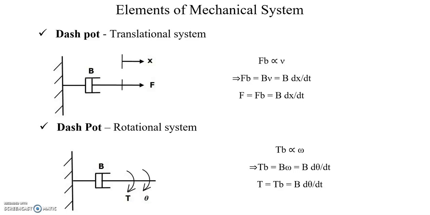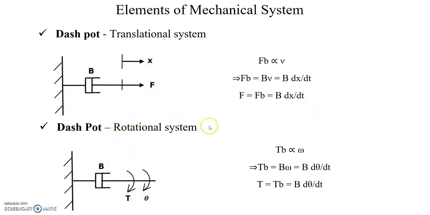Here Fb is directly proportional to the velocity of the body, where the proportionality constant is b. So Fb is equal to b into v, where v is the velocity of the body. In terms of displacement, you can write b into dx by dt. So whenever a dashpot is present in a mechanical translational system, you can write F is equal to b into dx of t by dt.